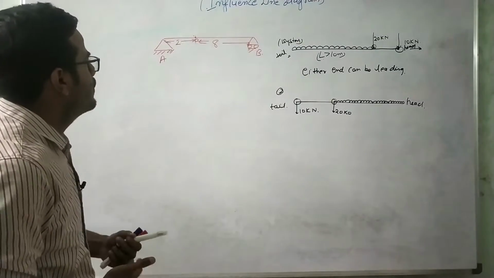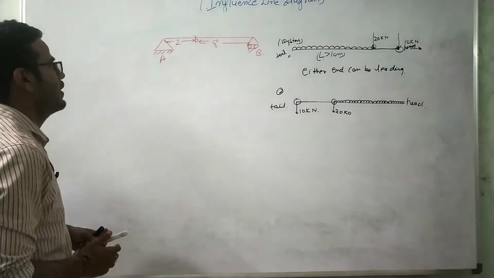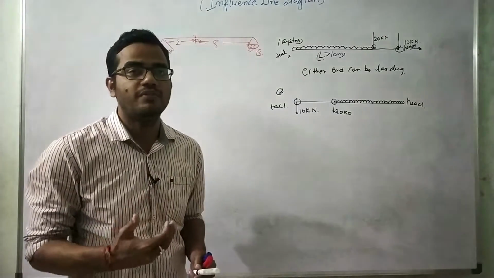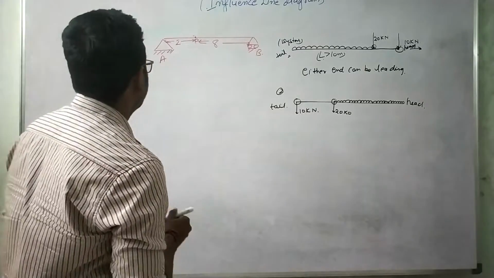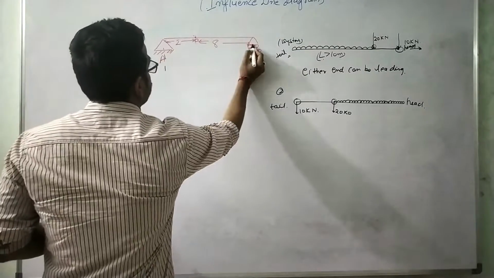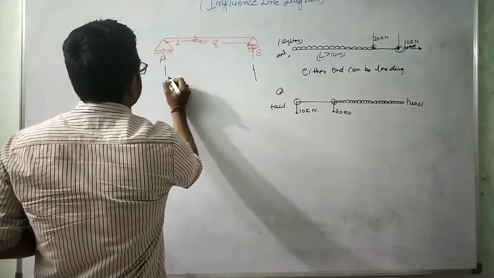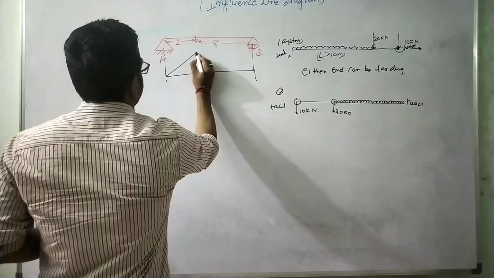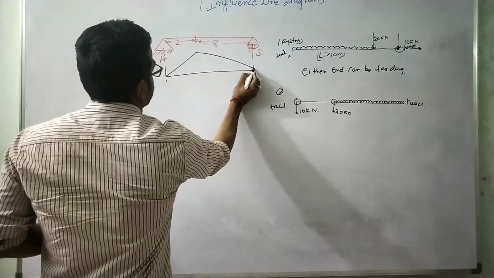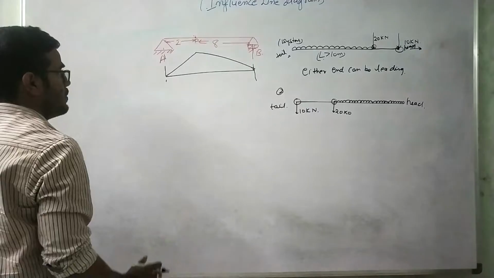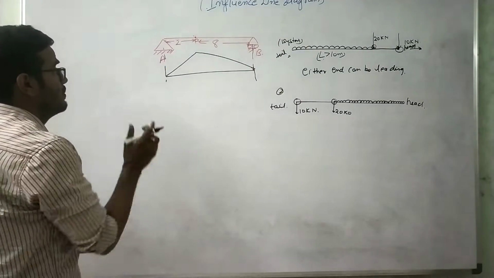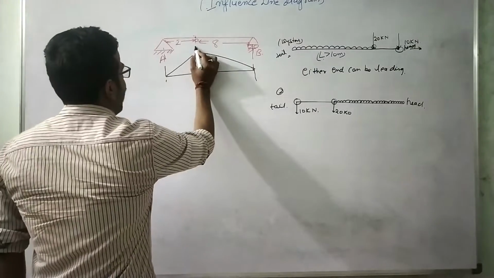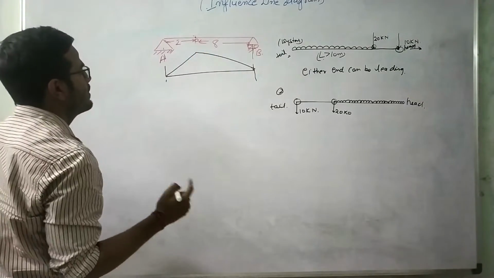First step is that we need to draw the ILD when a unit load is traversing this beam. When the unit load is traversing along AB, the maximum moment will generate at point P. So when the unit load acts at point P, it will have the maximum ordinate. This thing we have already discussed.